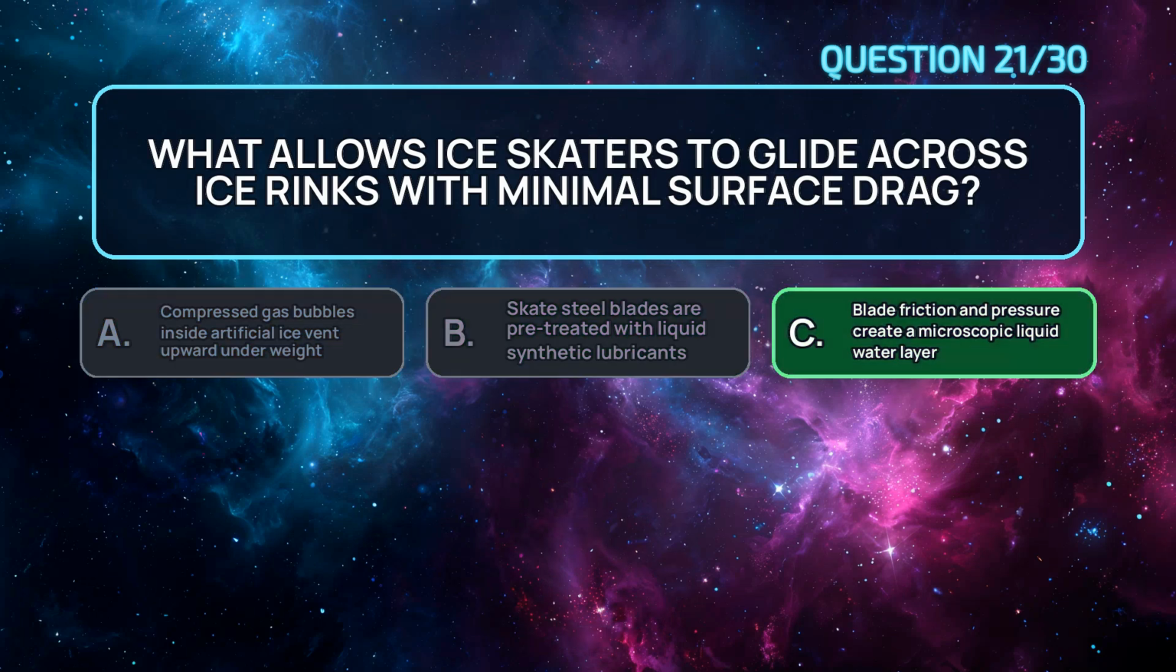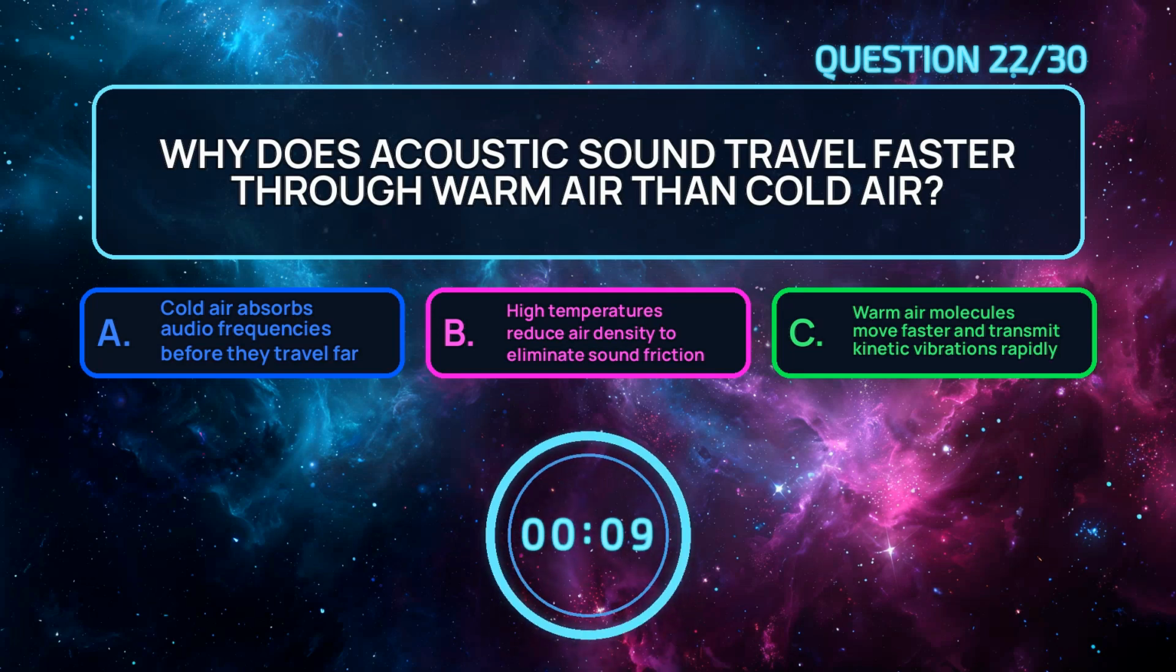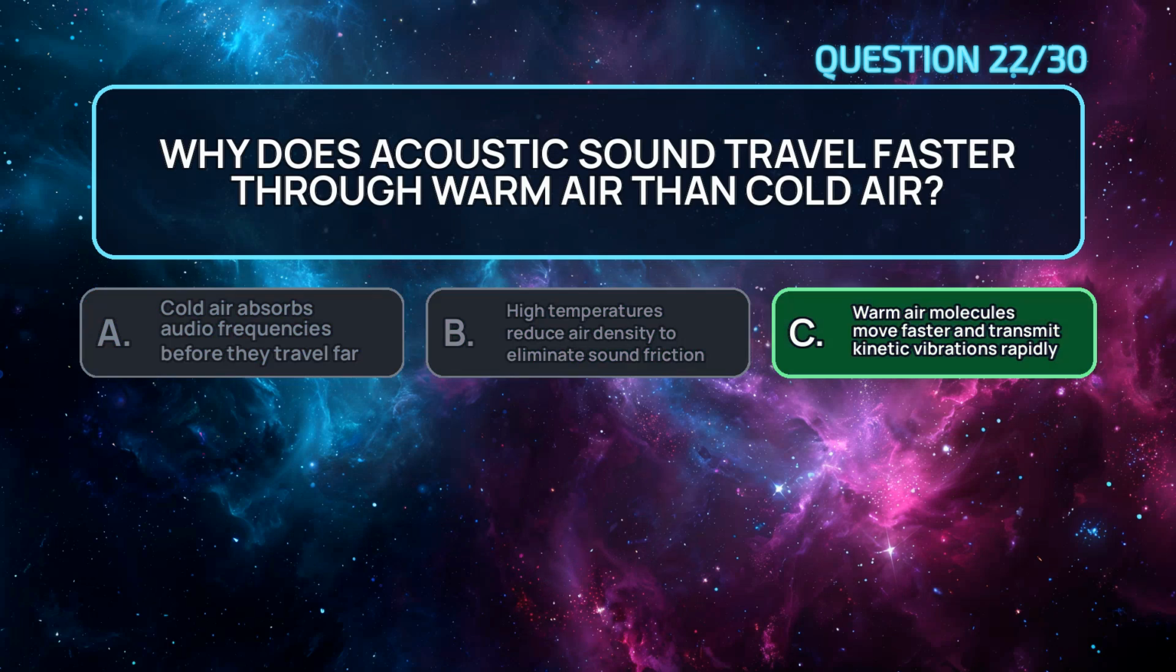What allows ice skaters to glide across ice rinks with minimal surface drag? Correct answer. Blade friction and pressure. Why does acoustic sound travel faster through warm air than cold air? Correct answer. Warm air molecules move.